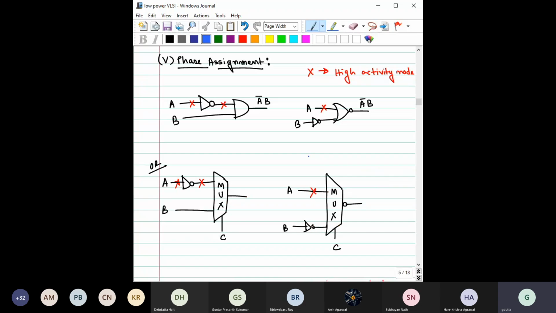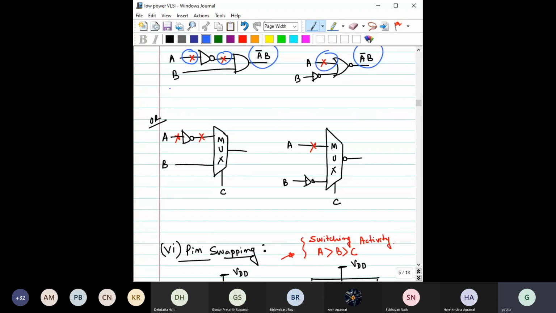Then other techniques, like phase assignment. Here, suppose you have a high activity node and you are placing an inverter here, then after the inverter this will also become a high activity node. So whenever you are placing more high activity nodes, you have more power dissipation. You can see here you are implementing this A bar B, and here also you are implementing A bar B. But you have two high activity nodes here compared to this one. Same thing you can see here. Both outputs are the same, but the number of highly active nodes is significantly reduced. That means the power dissipation is also reduced.